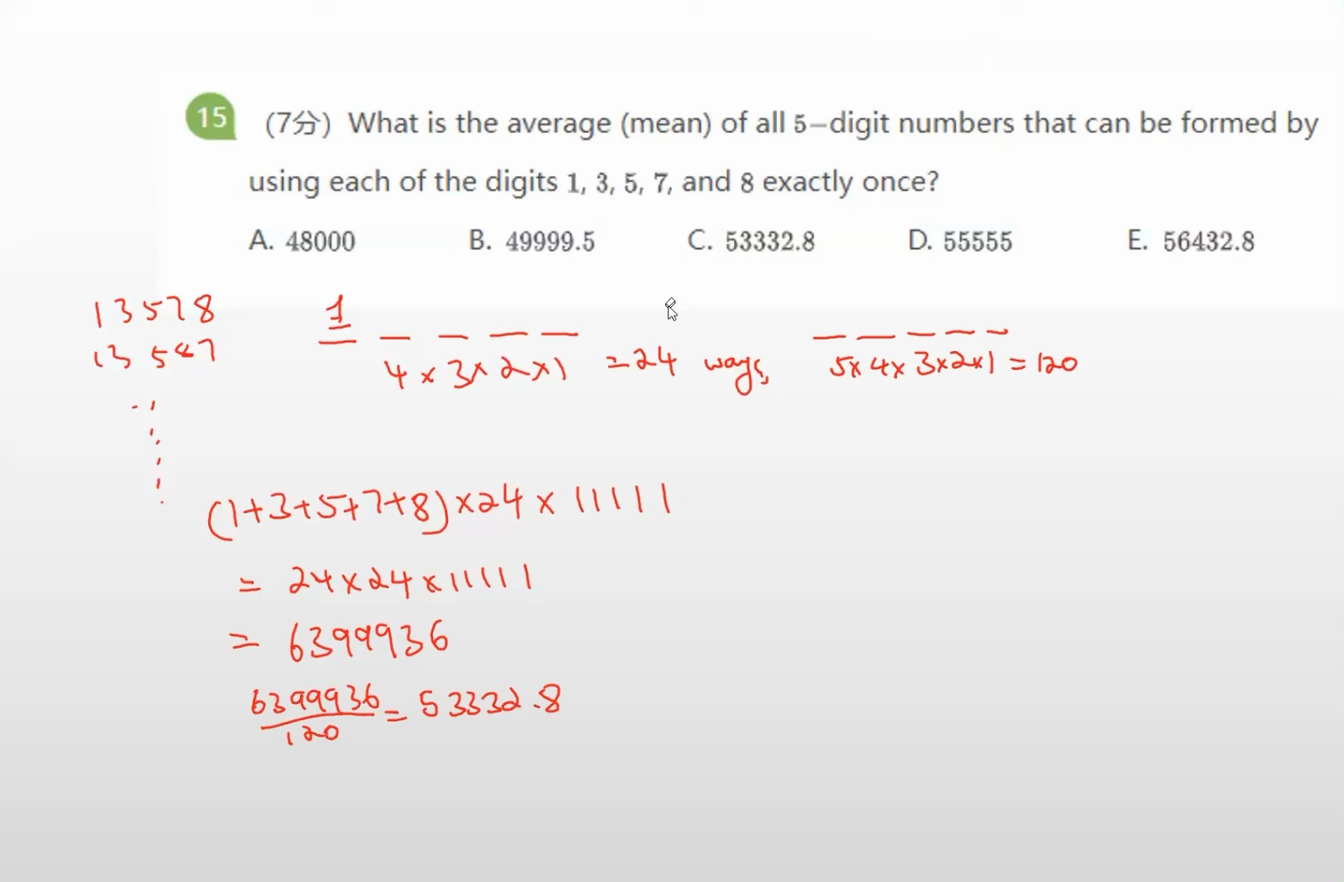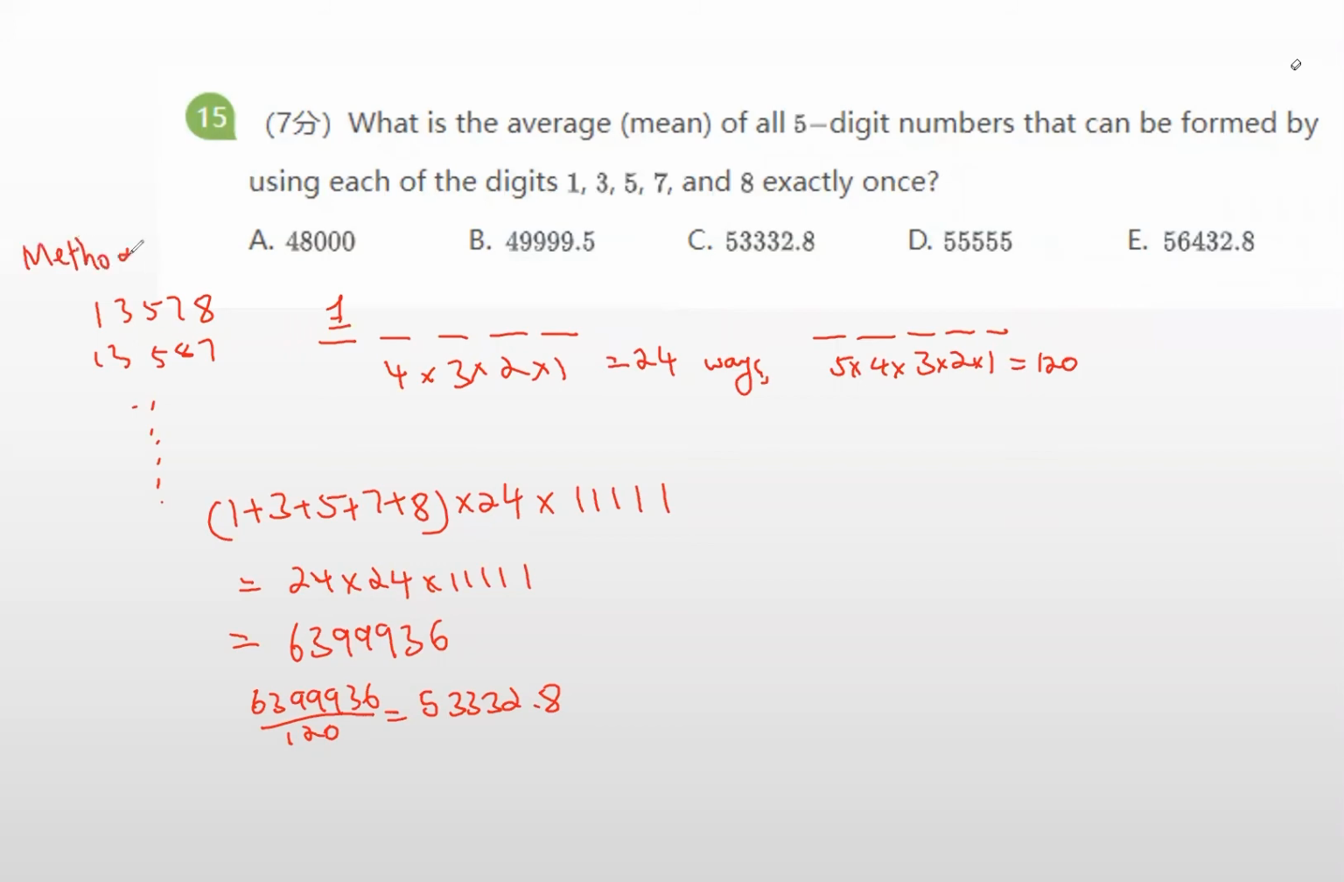So we just work out the total of this number and divide by the total number of ways we can arrange this number. We know that each number appears at every place 24 times. And we can use the place value because it happens on the 10,000 digits, 1,000 digits, 100 digits, 10 digits, and the unit digits. So we times by 11111. Okay, so this is our method 1.